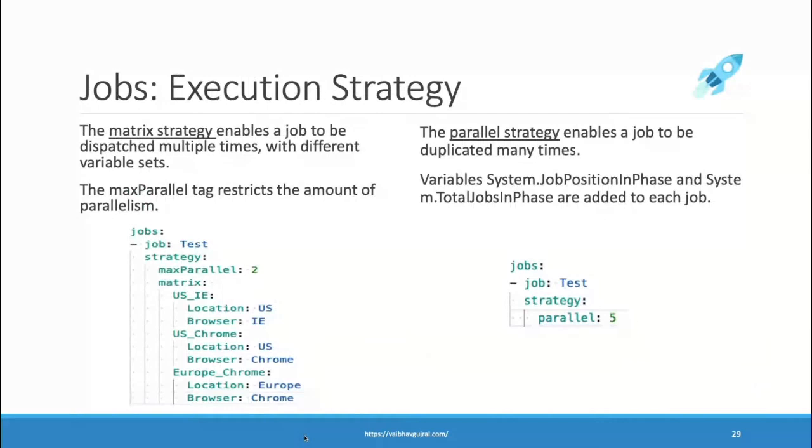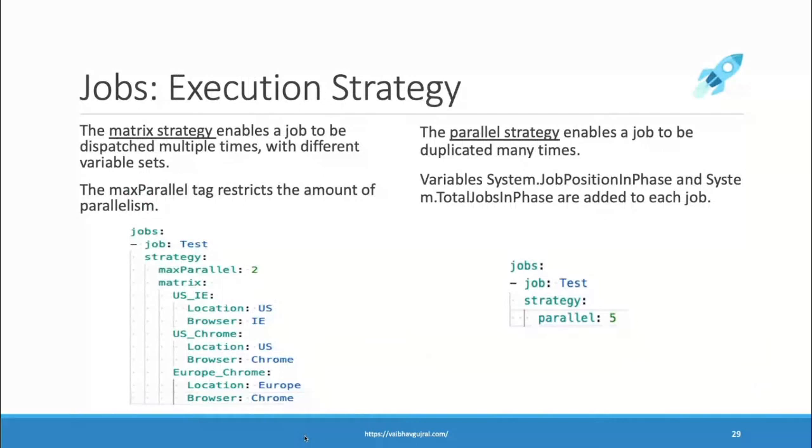When you follow the matrix strategy, you shall specify the maxParallel tag to represent the number of jobs you intend to run in parallel. What you see in the example is the job called test will be dispatched 3 times with the values of location and browser. However, only 2 jobs will run at the same time because we have set maxParallel to 2. Under parallel strategy, you need to specify the parallel tag indicating the number of parallel jobs that need to be created. Under parallel strategy, Azure Pipelines automatically adds two variables to each job, System.JobPositionInPhase and System.TotalJobsInPhase. In the example, the job will be dispatched 5 times with the values of System.JobPositionInPhase and System.TotalJobsInPhase set appropriately.